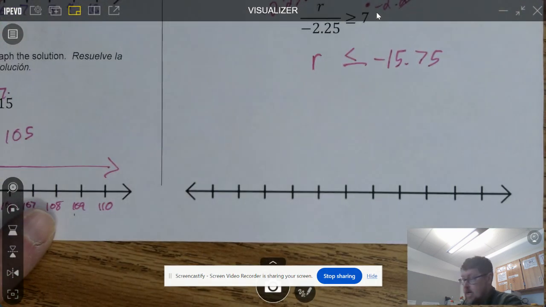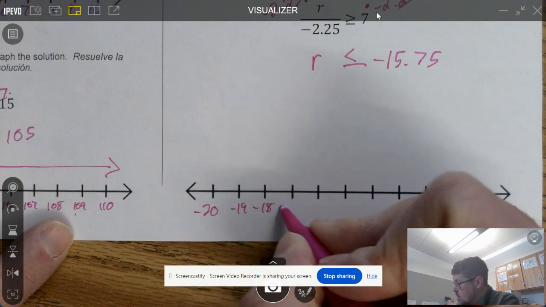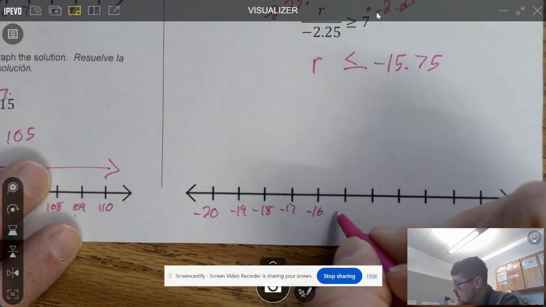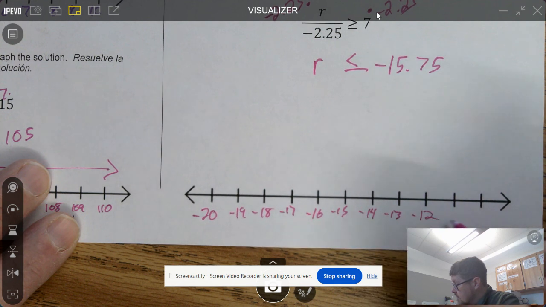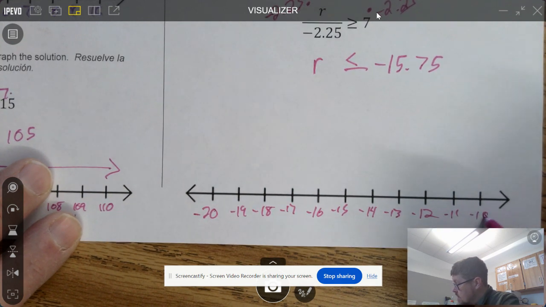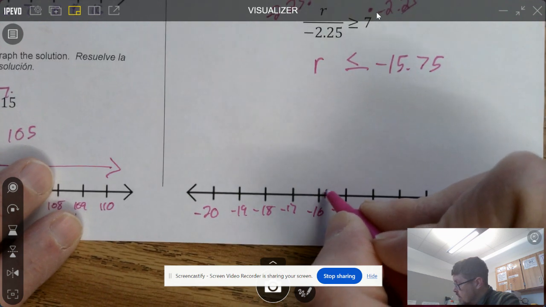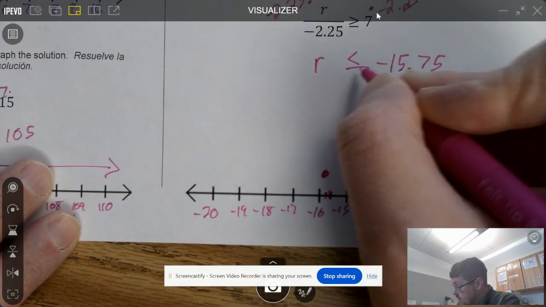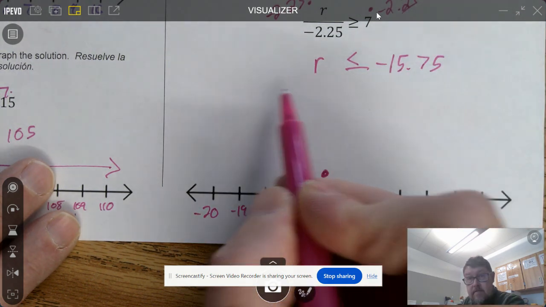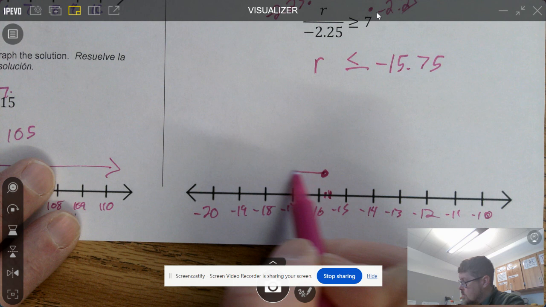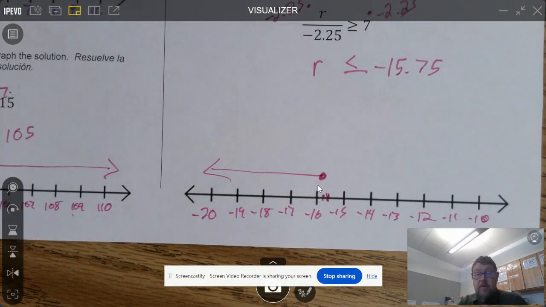Okay. Let's start at negative 20. Negative 15, negative 14, negative 13, negative 12, negative 11, negative 10. So actually, it's probably a little bit more like there. And it's a closed circle because it's got the or equal to on it. And it's telling me to draw my arrow to the left. So that's what I do. There you go. Okay, there you go, guys. Enjoy.